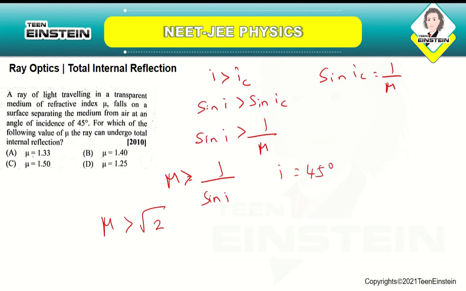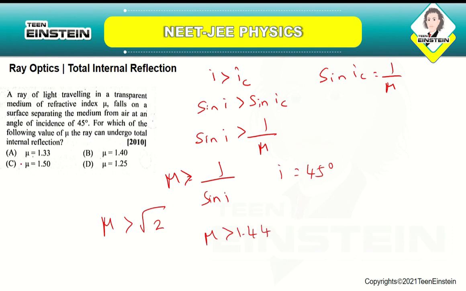Okay, so mu should be greater than square root of 2, because 1 by sin 45 degrees is 1 by root 2 inverted, so you will be getting it as root 2. So here if you see, the mu value should be greater than square root of 2, or mu should be greater than 1.44.